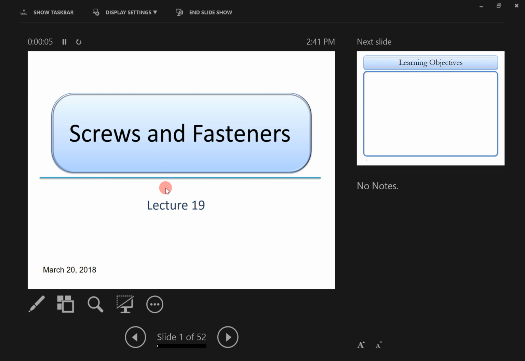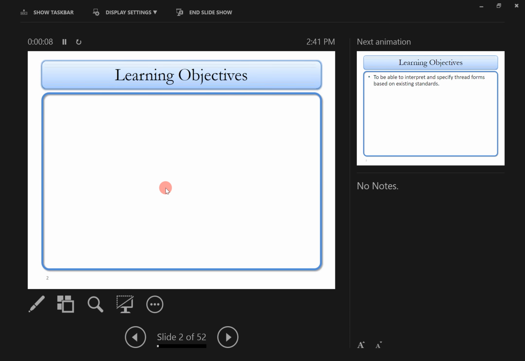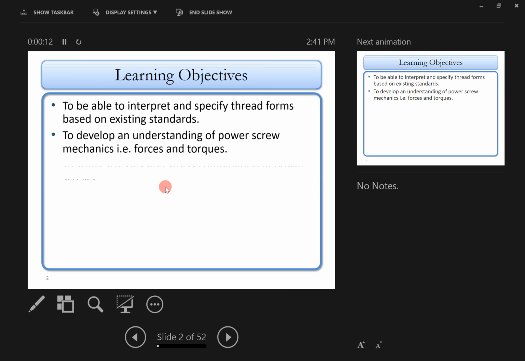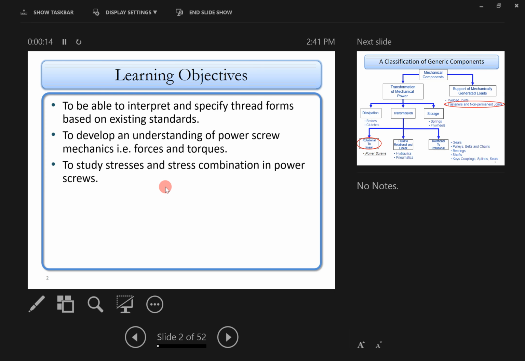Let's look at a few facts about screws and fasteners. The objective of the learning in this section is to be able to interpret and specify thread forms based on existing standards, and to develop an understanding of power screw mechanics. Essentially, relating the force and the torques when you're using power screws. I also need you to be able to identify the types of stresses, or even combinations of stresses, particularly in the power screw.